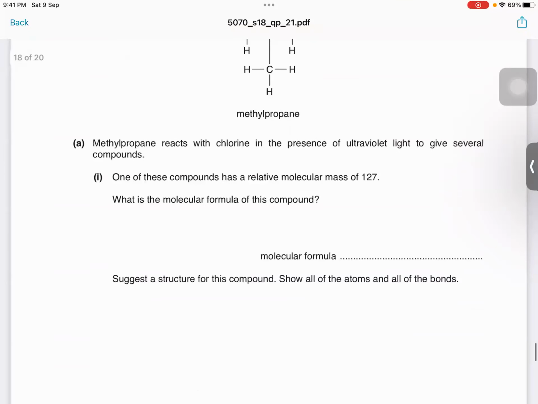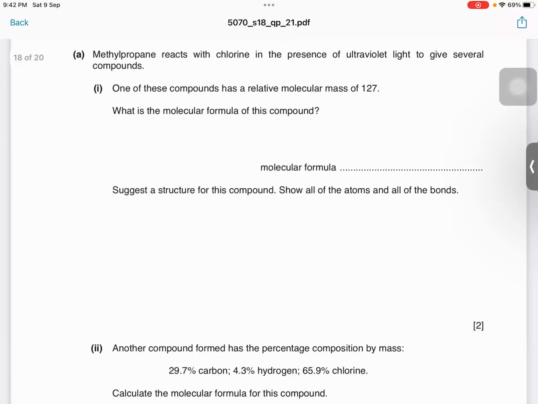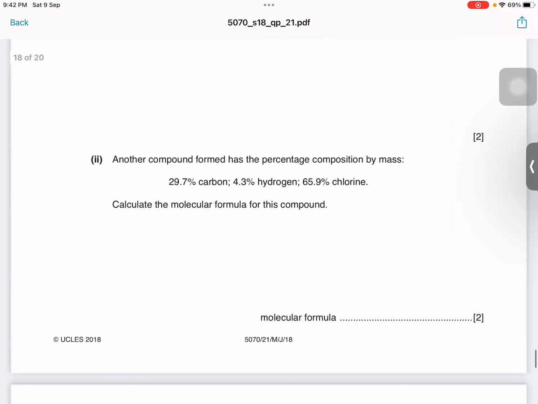Methylpropene reacts with chlorine in the presence of ultraviolet light to give several compounds. One of these compounds has a relative molecular mass of 127. What is the molecular formula of this compound? Suggest a structure for this compound. This is a totally different question. Another compound formed has the percentage composition by mass. Calculate the molecular formula of this compound.